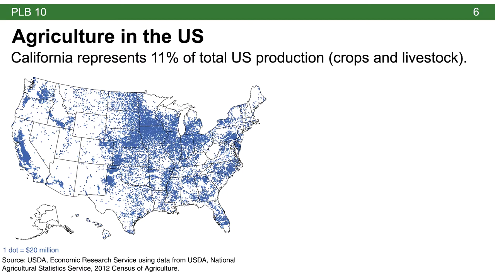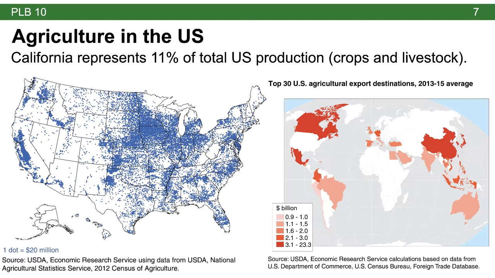And you can see that in California, we have a great density of dots in most areas of the state. If you look at a map of where we send our agricultural products, you can see that the United States has a global reach. Of course, places like Mexico and Canada figure prominently, but also places like China.